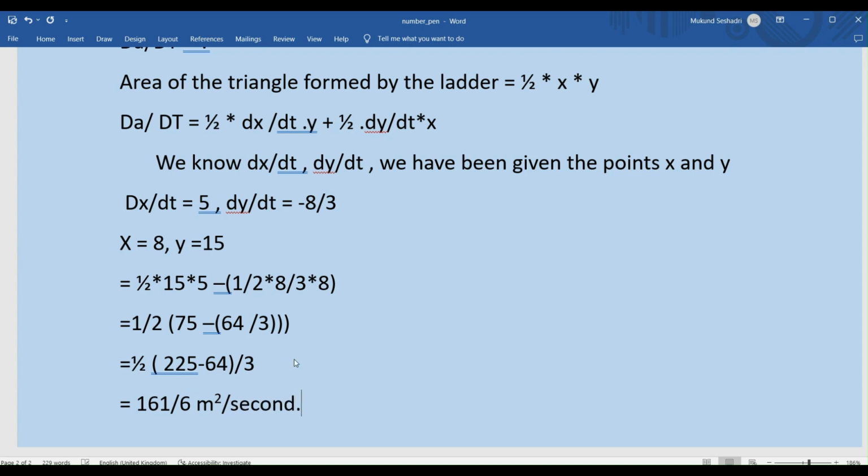So here we go. I hope you had a good understanding of how the Pythagorean theorem can be applied, and at the same time the application of differential calculus in this particular problem.